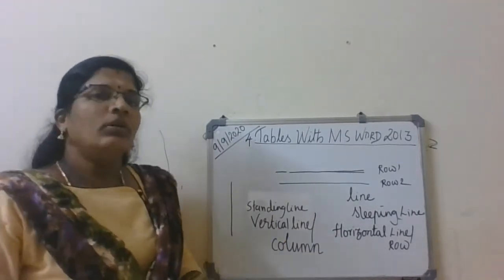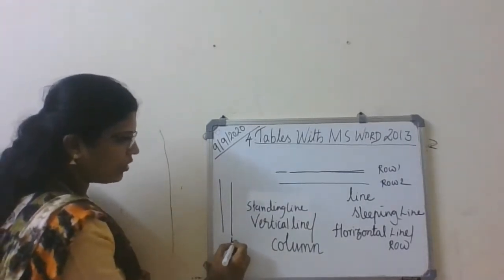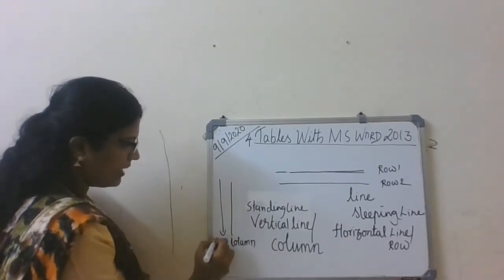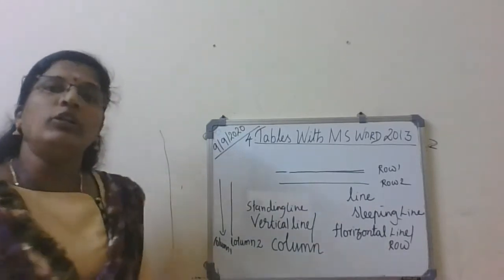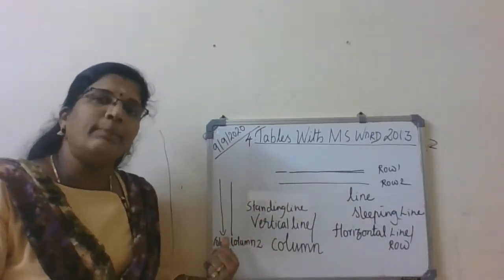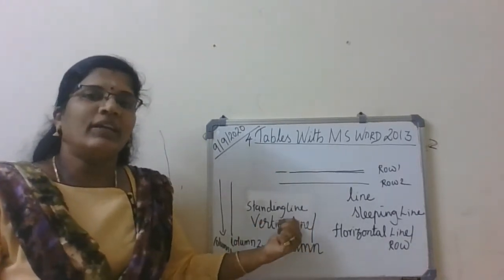Okay, so now what I'm going to do is, this is one horizontal line. I can call this a column. Column. This is another column. Column 1, column 2. I have drawn two columns. Okay. So if you draw simply, then we call it a vertical line. Okay, we call them vertical lines.